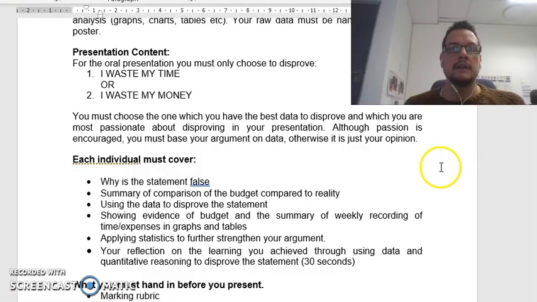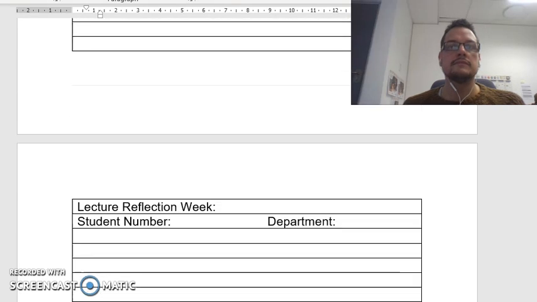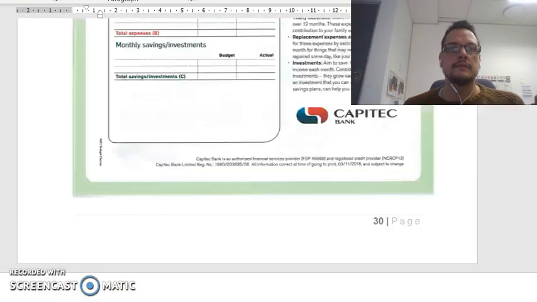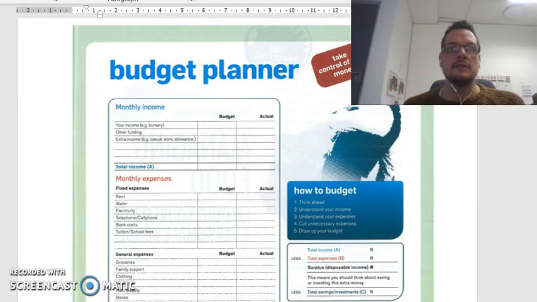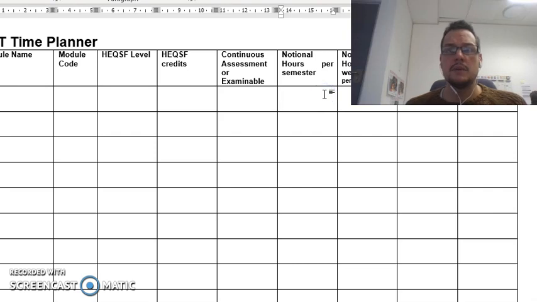So if you remember way back in your study guide, and if you scroll towards the end over here, you've got your budget that you can use for the money. We also had you do your time planner, where you had to do the module name, the module code, what HEQSF level it is, how many credits, continuous assessment. You then did the notional hours per semester, and remember, notional hours is the number of credits multiplied by 10, and it's the amount of time that the average student needs to spend on this module or any module in order to be able to pass.